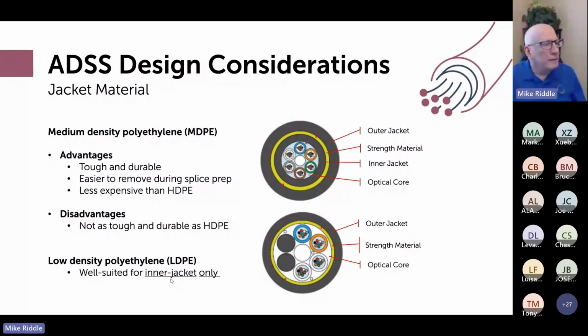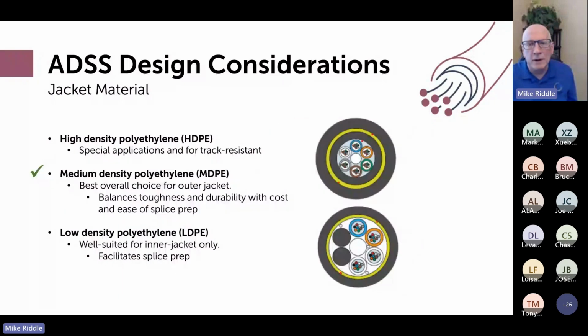I think that medium density gives you the best balance, so the best overall choice for most applications. There are some times when high density polyethylene is appropriate, especially if tracking resistance comes up. Most tracking resistant jackets are actually HDPE with an additive in it to give you the track resistance. And then, as I've already said, low density should really only be used for the inner jacket. It does help make splice prep a little bit easier.